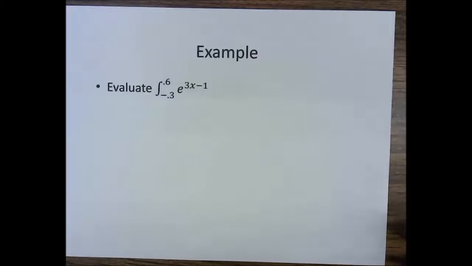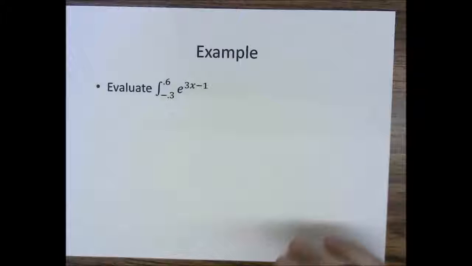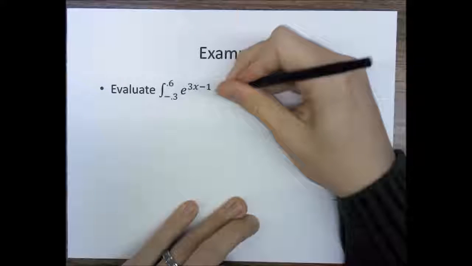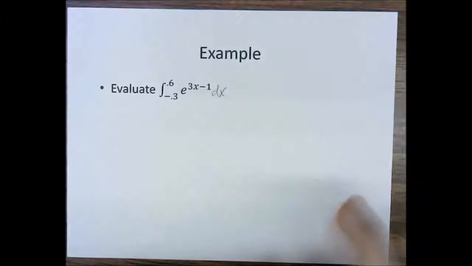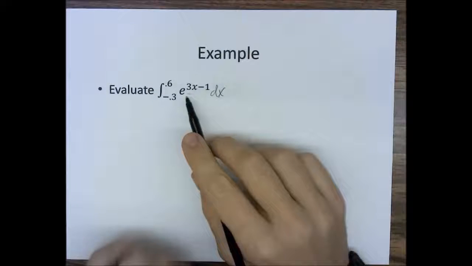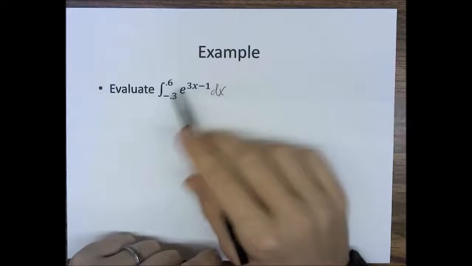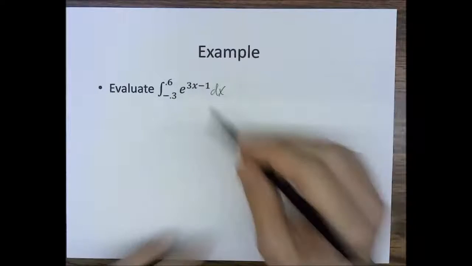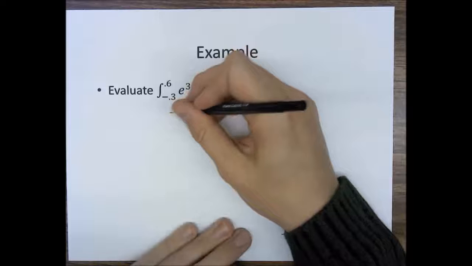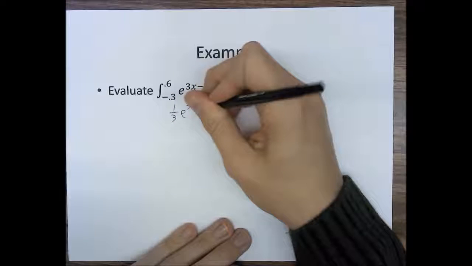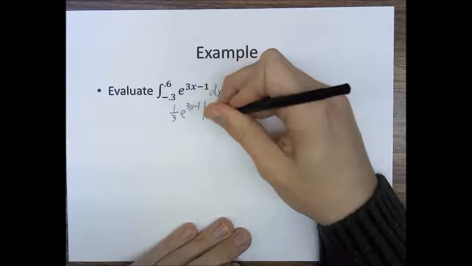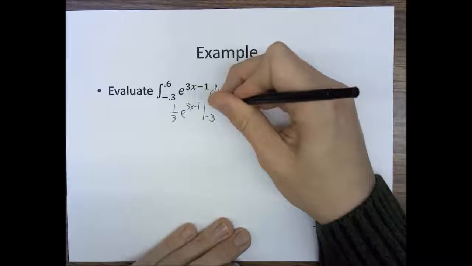So we want to do the integral from negative 0.3 to 0.6 of e to the 3x minus 1. Oh, this one's going to be fun. So first thing we want to do, there should be a dx there. I apologize. So first thing we want to do is take the antiderivative of e to the 3x minus 1. So that is going to be 1/3 e to the 3x minus 1. And we're going to evaluate that from negative 0.3 to 0.6.